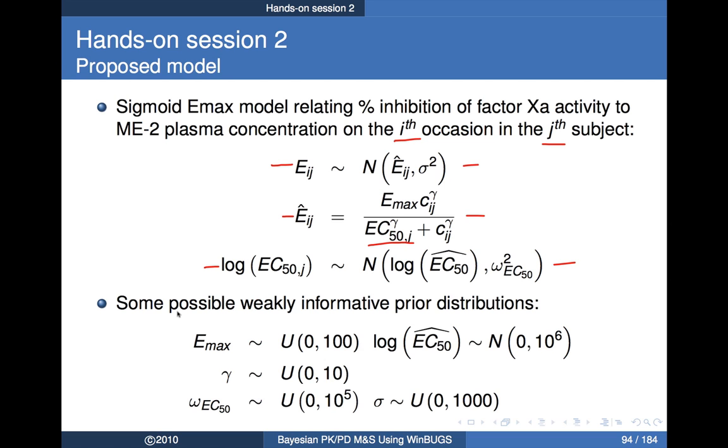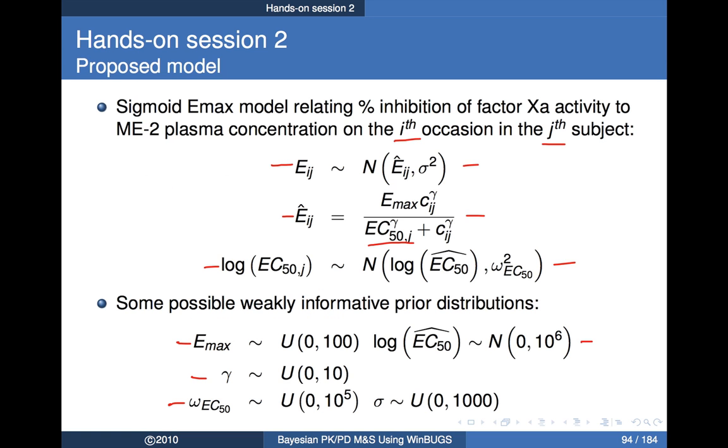And then we've got some weakly informative priors on the whole mess here. So Emax I've bounded between 0 and 1 with a uniform distribution. Log normal for EC50 hat, or in other words, EC50 hat is our typical value for the population. Our gamma will be put between 0 and 10, again a uniform, and then I'll use a pair of uniforms for EC50 and sigma, picking values that make them weakly informative.